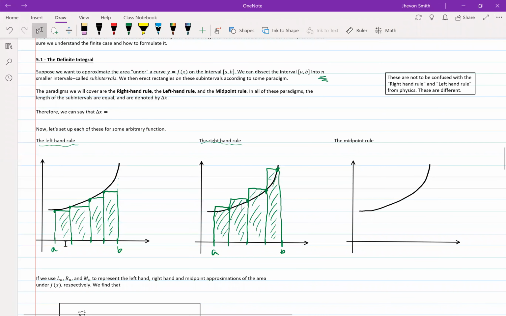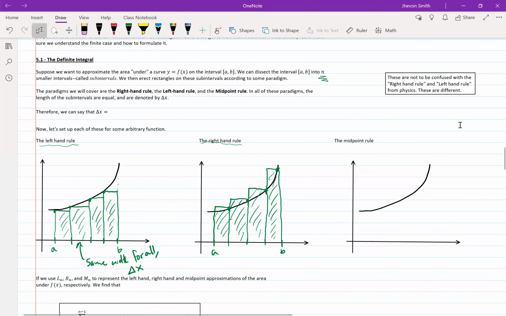Now, to make our calculations easier, we are going to make all of these the same width, which we are going to call delta x. Now, if I'm using n rectangles, or I want n subintervals, how do I know what is the length of each? Can you find a formula for delta x? Maybe pause and think about that for a second.